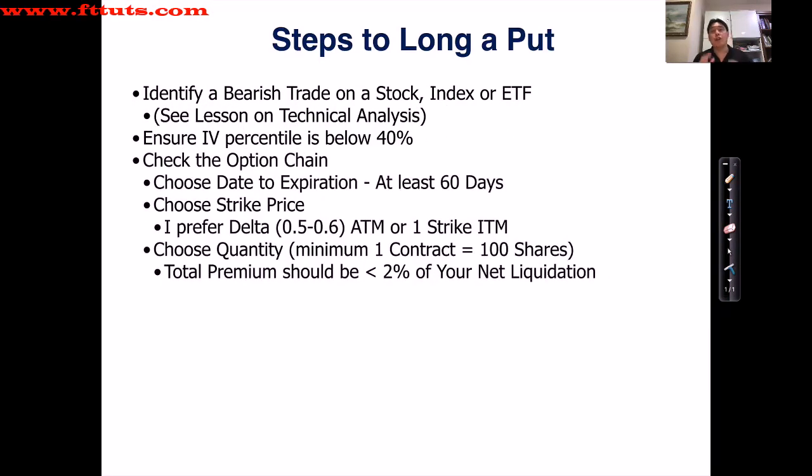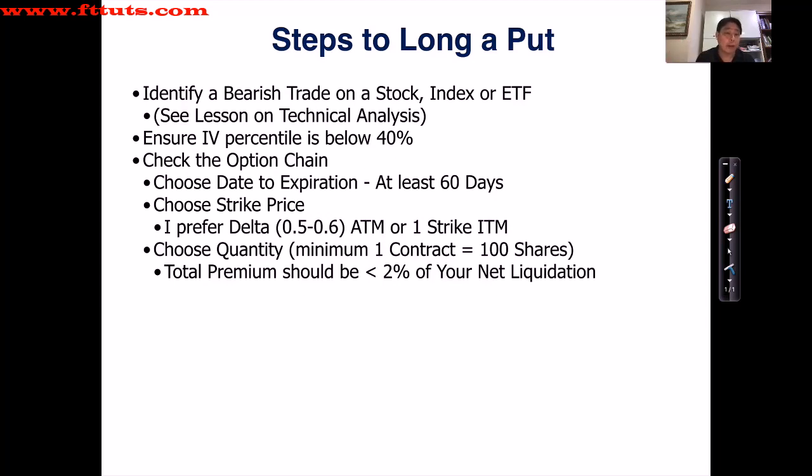Step 3, check the option chain. So click on the option chain, and the first thing is to select the date to expiration you're looking at. So like in buying a call, when we buy a put, you want to get at least 60 days to expiration. So we could exit at a profit or loss within 30 days to expiration. So the final 30 days, we exit before that happens, because that's when the option loses most of its time value. And we want to get out with some extrinsic value left in the option.